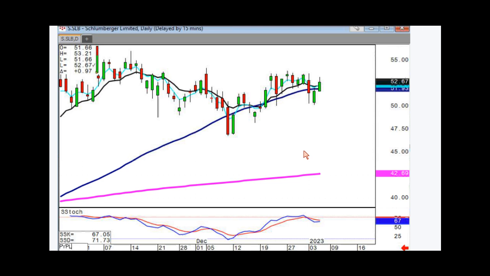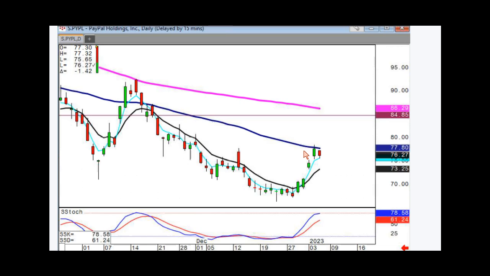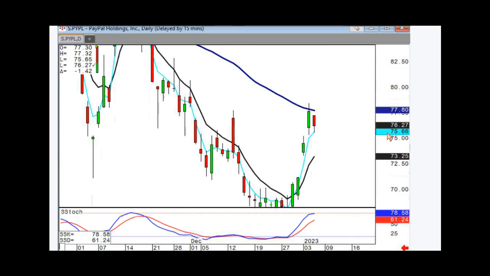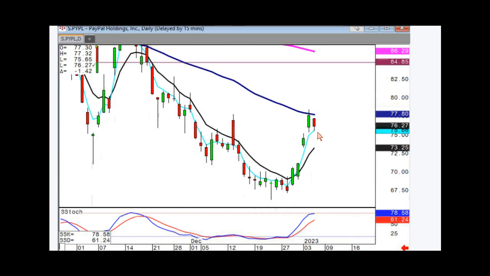PayPal. Notice what it did right here at the 50. A bearish harami. Telling you the buying has stopped. If you're long and this opens lower tomorrow, close out the position. They're coming back at least to test the T-line.